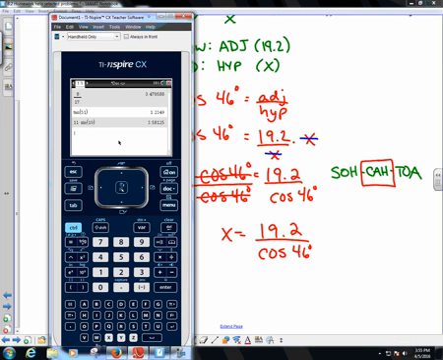All right, so I need 19.2 divided by cosine. So I hit the trig button, hit over to cosine, hit enter, and I'm going to put in 46. My calculator already knows that we're dealing with degrees. So my answer is 27.6395, but I'm rounding to the nearest 100th place. So my answer is going to be 27.64.